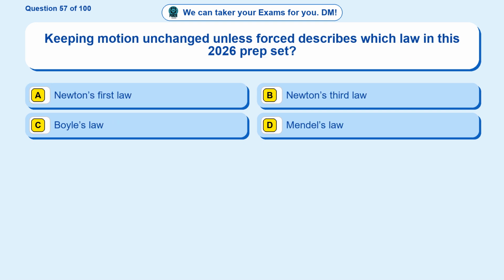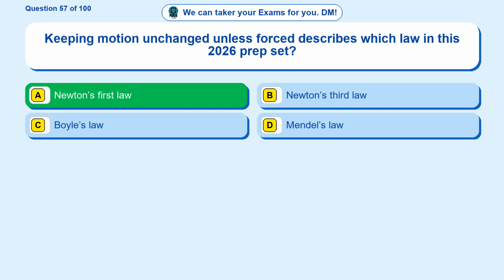Question 57. Keeping motion unchanged unless force describes which law in this 2026 prep set? Option A, Newton's first law. Option B, Newton's third law. Option C, Boyle's law. Option D, Mendel's law. The correct answer is option A.